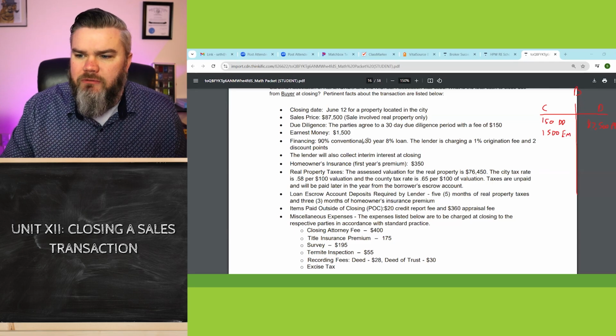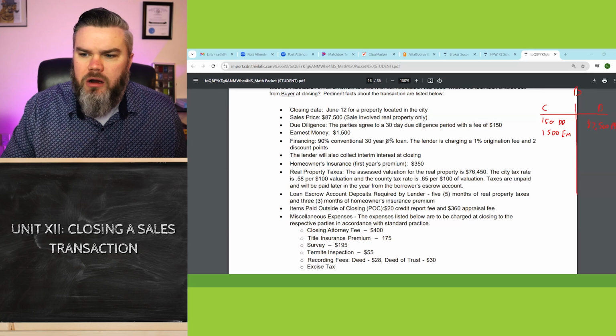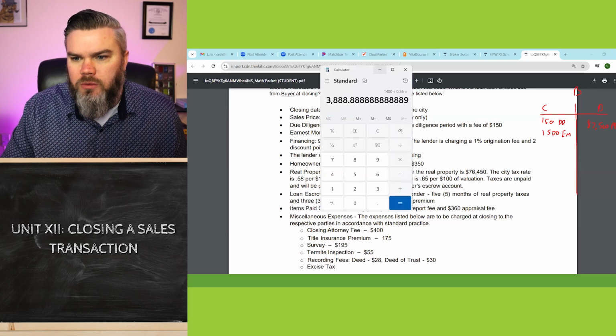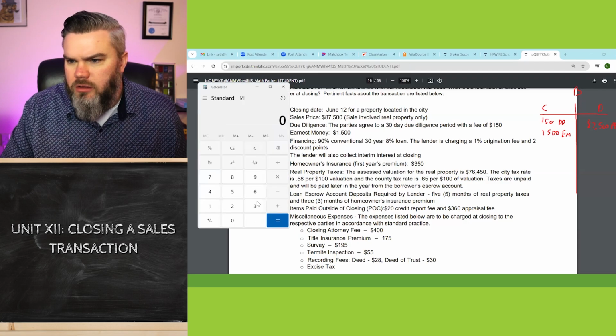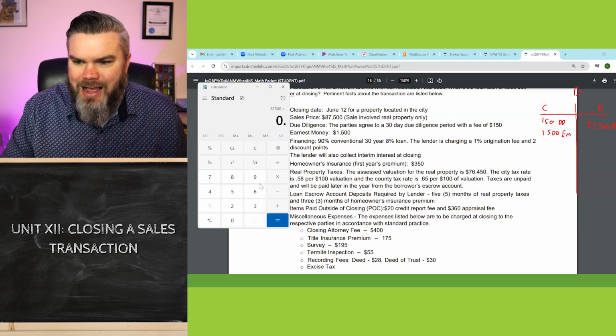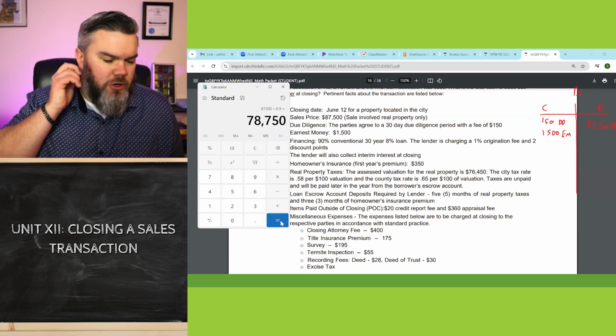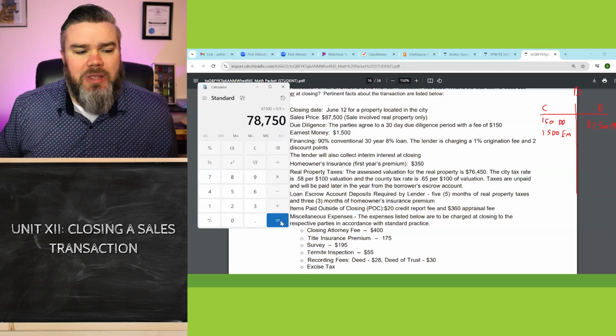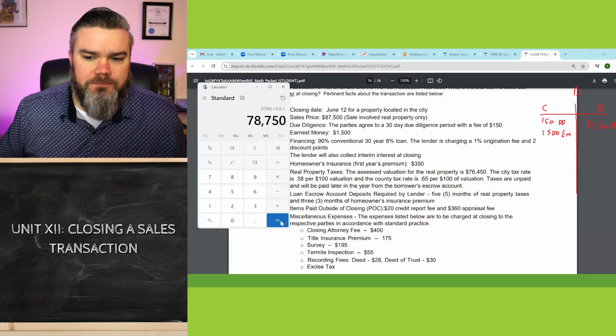Financing, 90% conventional loan. Let's stop there. That means we're going to have to calculate the loan amount. Loan to value ratios. We're going to take our purchase price of $87,500 and multiply it by our 90% loan to value ratio. So that gives us a loan amount of $78,750. Is that a buyer credit or a buyer debit?